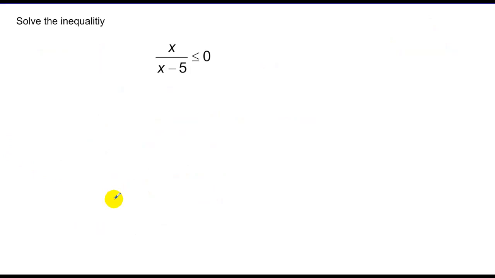So now we're going to talk about inequalities. Typically in inequalities, what we're going to want to do is set aside equal to 0. This is already done for us. Now let's keep in mind what's happening here. This is a rational function, and in a rational function, we're going to have asymptotes.